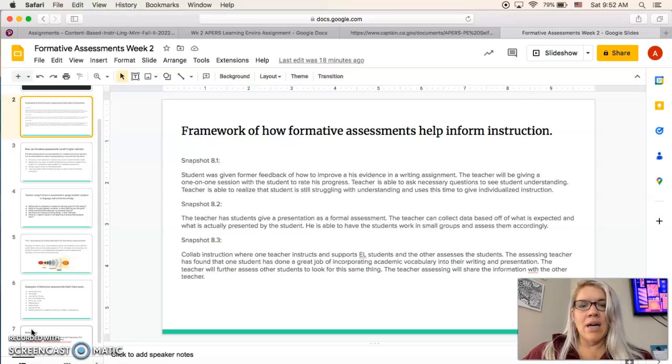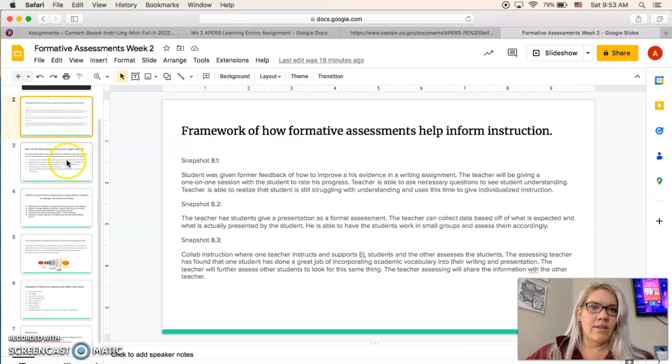Snapshot 8.3 was a collaboration piece between an instructing teacher and an assessing teacher. And in this assessment, it was a written and a presentation. The assessing teacher was looking at the use of academic vocabulary, was able to get feedback, and then was able to give it to the instructing teacher so that they could collaborate on what to do next to help the students.